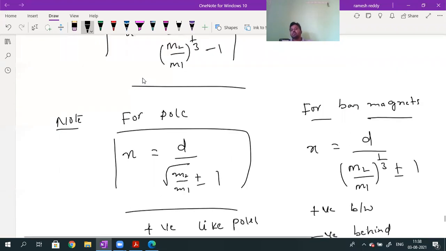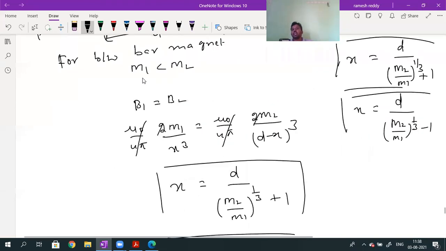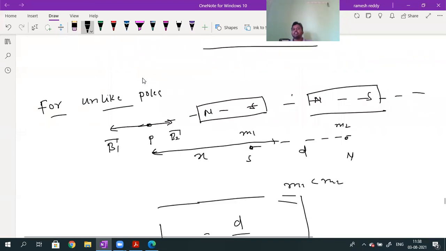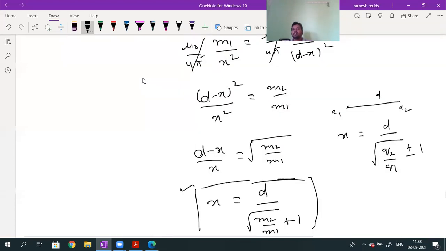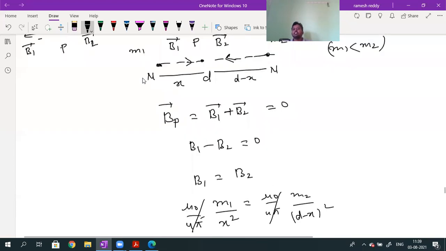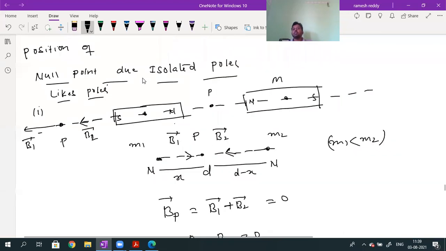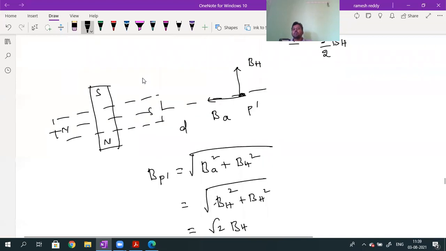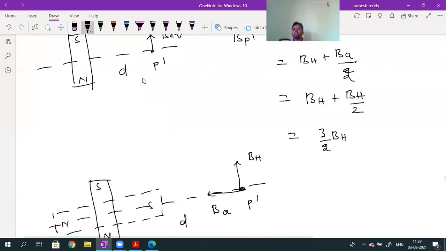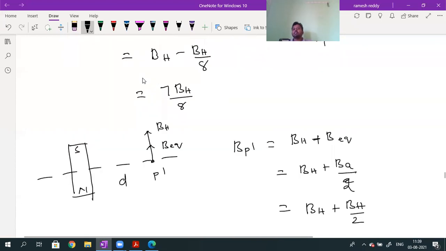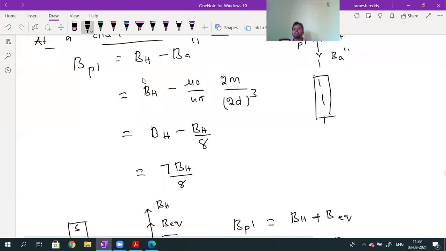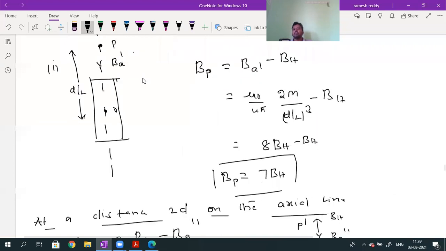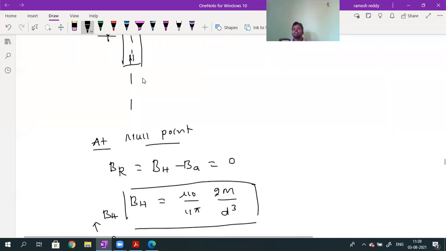Today's class, regarding the null point and superposition of magnetic fields, is completed. Tomorrow we will do numericals based on this concept, topic 3. Today, based on the concepts I discussed, I will give some theory questions from the assignment, from the old material. Is it okay now, students?